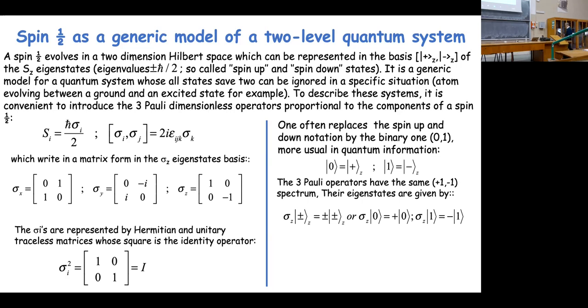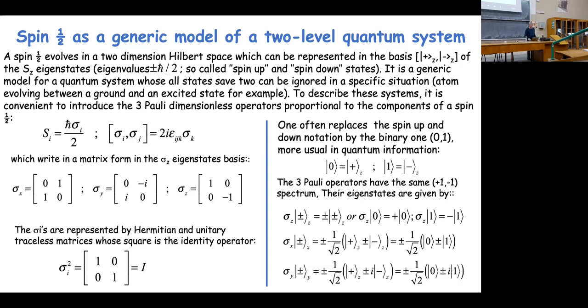What are the eigenstates now of sigma x and sigma y? I'll let you do the calculation, but in fact, it's very simple. The eigenstates of sigma x are the linear combinations of 0 plus 1 or 0 minus 1. And the eigenstates of sigma y are the linear combinations of 0 plus or minus i1. So you can verify this very easily from these relations. And why do we have the 1 over square root of 2? Just to normalize the probability.